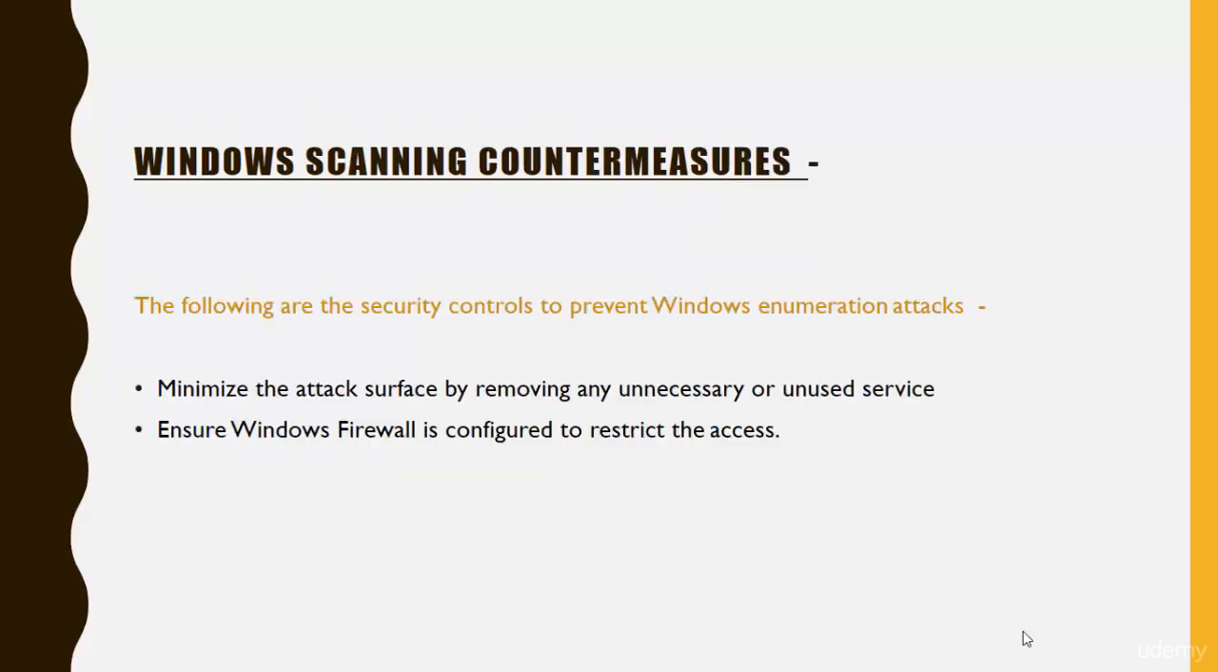How will you countermeasure Windows scanning? Minimize the attack surface by removing any unnecessary or unused services running in your Windows. Ensure the Windows firewall is on and ready to restrict the access of unknown IPs.